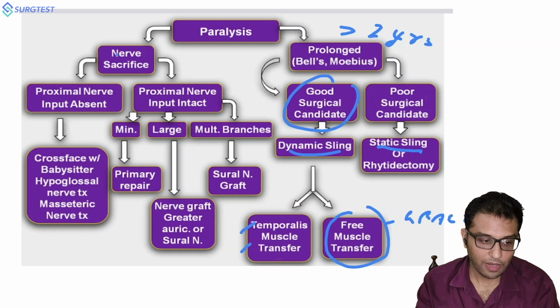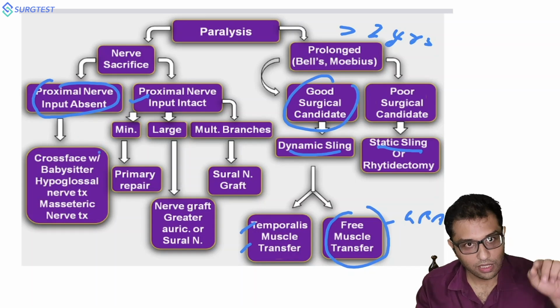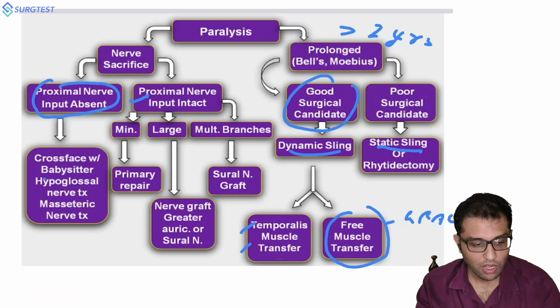Now, if it is a recent paralysis and proximal nerve input is intact, then if it is a small injury, do a primary repair. If it is more than 17 mm injury, do a greater auricular nerve graft or sural nerve graft. Or if multiple branches are involved, then you do a sural nerve graft. But for all these procedures, the proximal nerve should be intact. If the proximal nerve input is absent, like in adenoid cystic carcinoma, where the drilling has been done till the skull base, you don't have proximal nerve input, then you can do nerve transfer procedures like I discussed: hypoglossal nerve transfer, masseteric nerve transfer, or a cross-facial nerve graft.